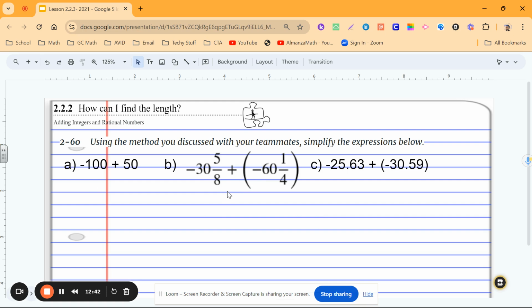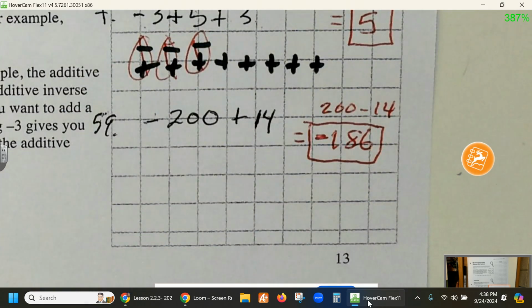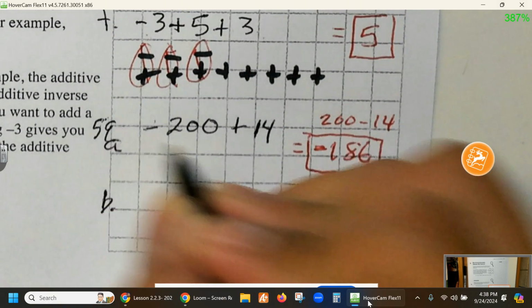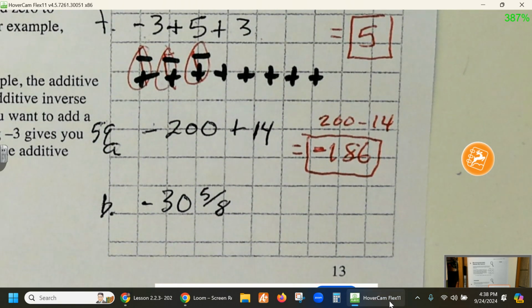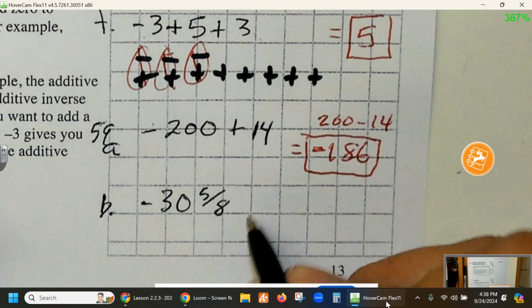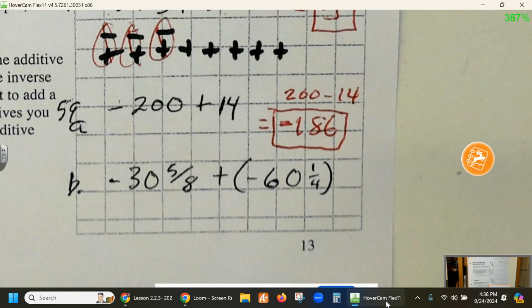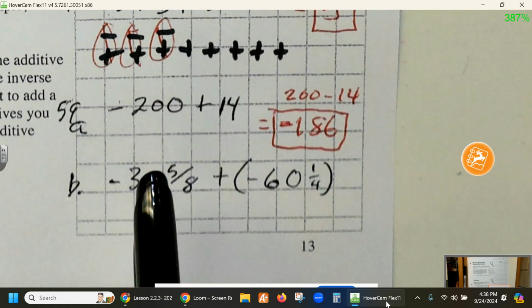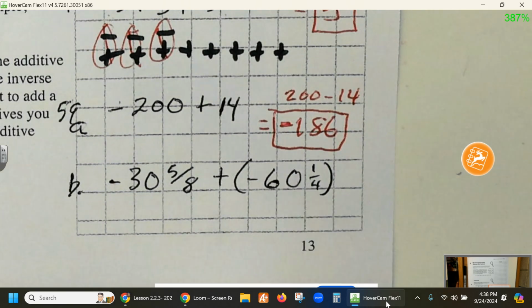So we have negative 30 and 5/8. This is B on that one. Negative 30 and 5/8 plus negative 60 and 1/4. Okay, so as we're thinking about this problem, earlier we did it with the arrows, and so yeah, you would be going 30 and 5/8 in that direction, and then you would be going 60 and 1/4 in that direction as well. Okay, but let's think about tiles.